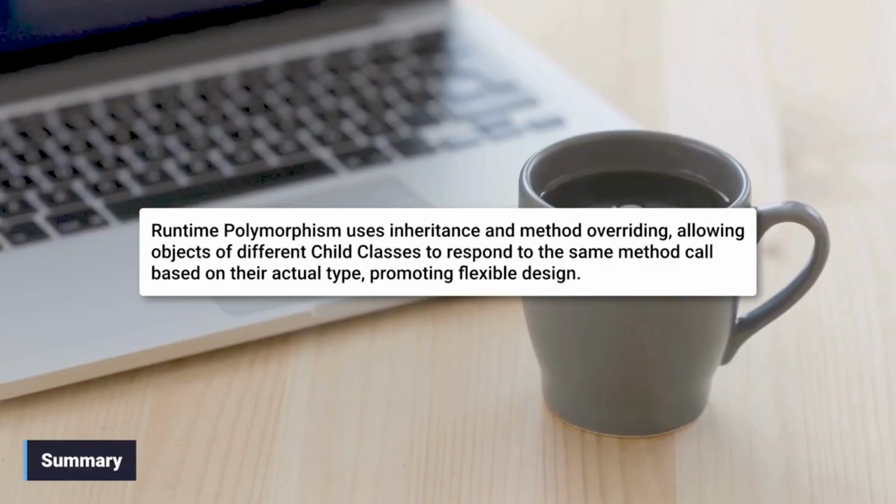To summarize, runtime polymorphism is essential for building flexible systems where specialized objects share a common interface. This concludes the module on polymorphism.